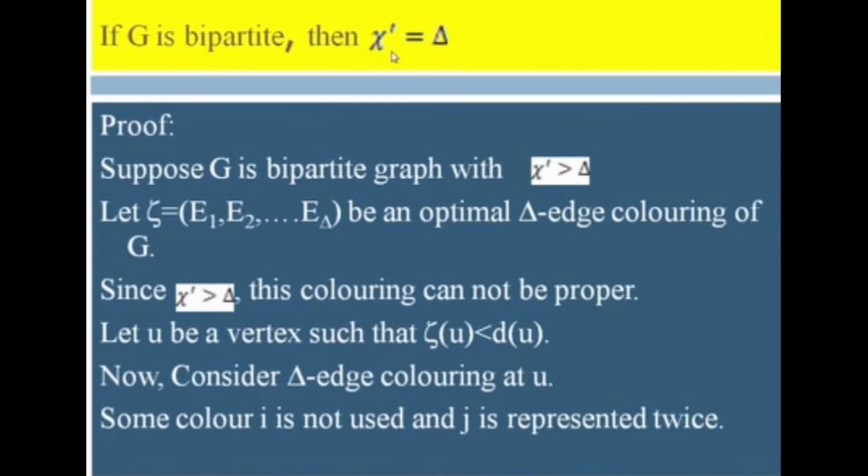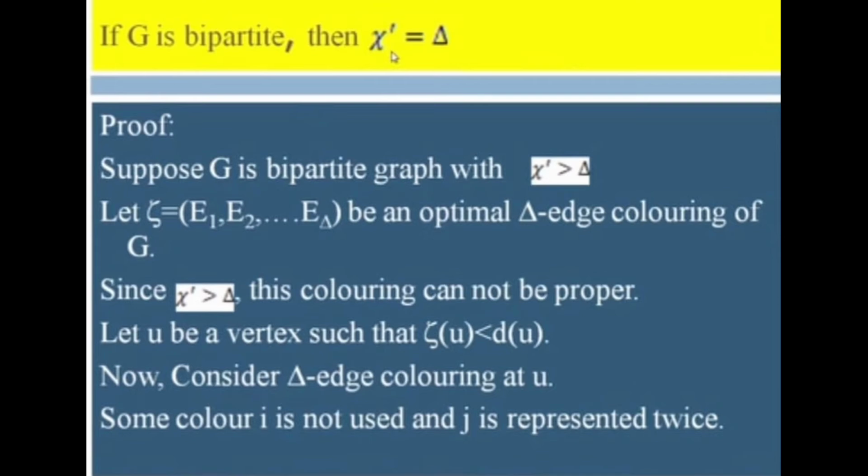Suppose G is a bipartite graph with chi dash greater than del. Let script C with edge sets E1, E2, etc. to E del be an optimal del edge coloring of G. Since chi dash is greater than del, it is not a proper coloring. This coloring cannot be proper. Not proper coloring means some vertex receives the same color on adjacent edges.